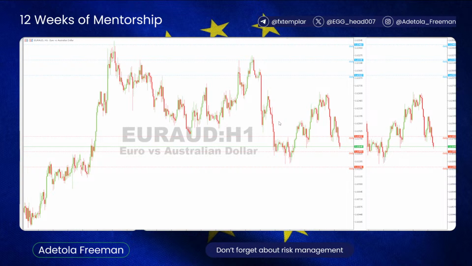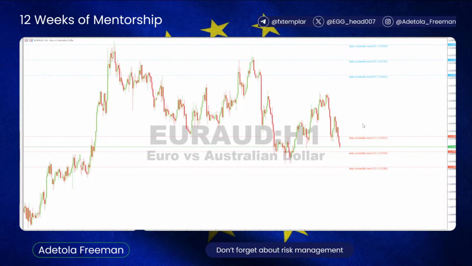All right, so if you look closely at the Euro AUD, you're going to see that this region here was a demand zone, and there was a probability band around that region. And you see that when price got to support band 1, there was a reaction. When it got to support band 2, there was a reaction.